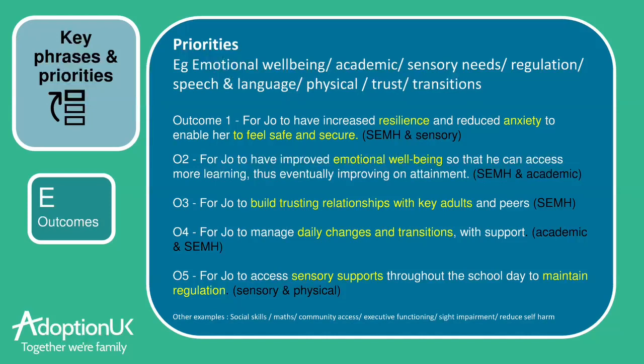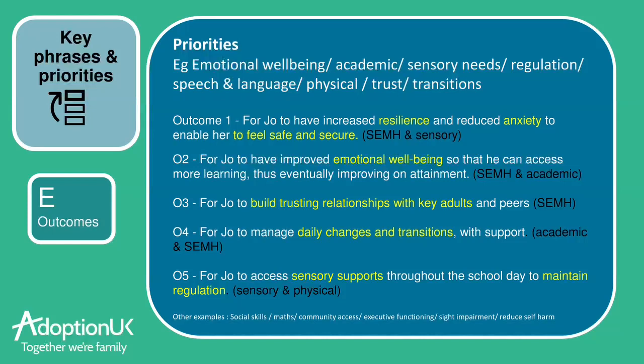But just to give you a few examples, I've highlighted in yellow some key words, some key considerations that many adopted, care experienced, kinship care children have, and these can be their priorities. So for the next few slides, whenever you see a yellow highlight, that is to give you key phrases to think about. Are they suitable for your child? My references are all to Joe. Joe can be male or female, so I'm trying to have some flex there.